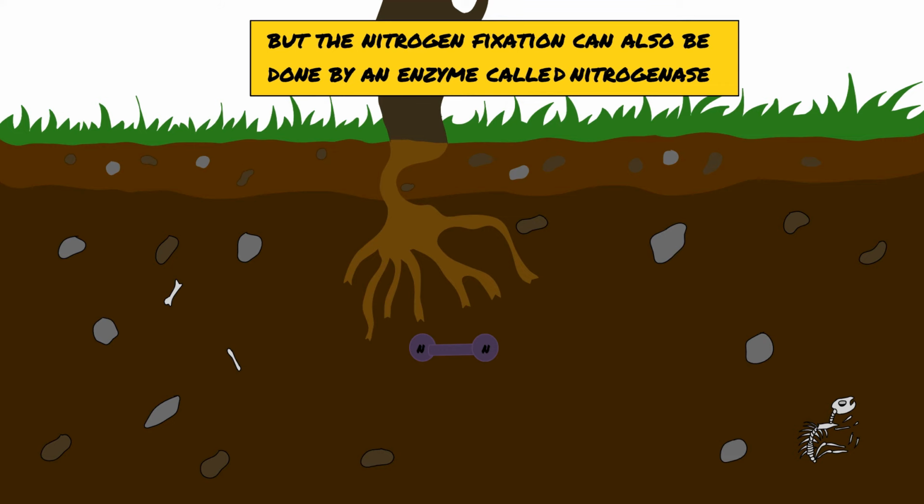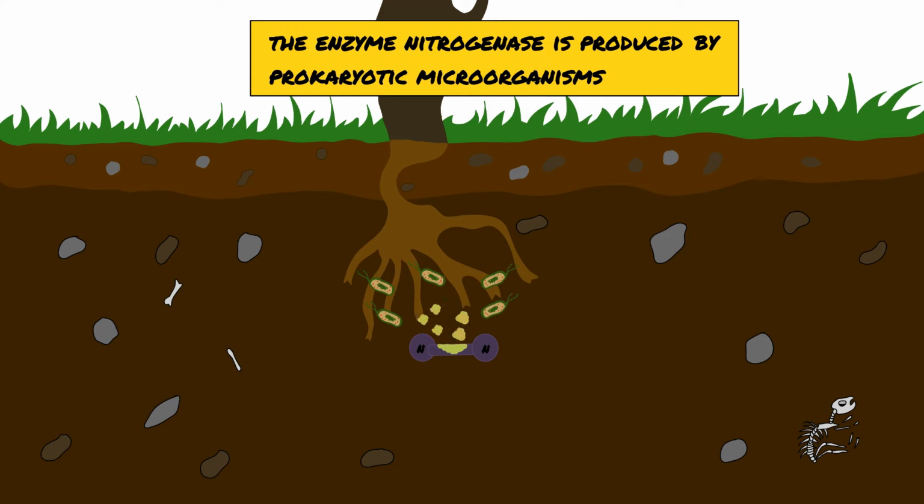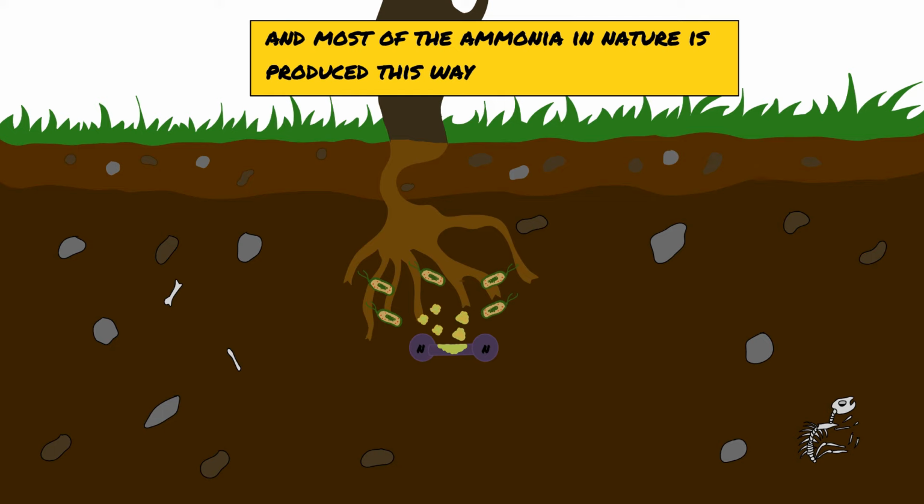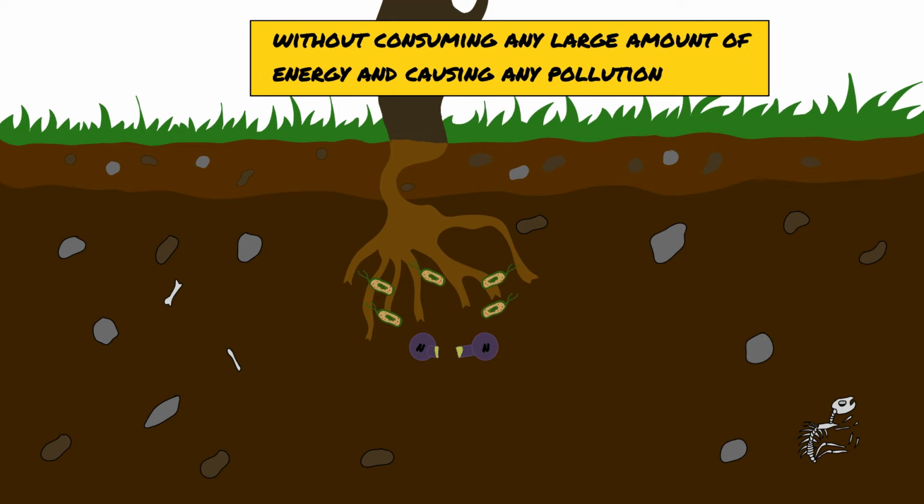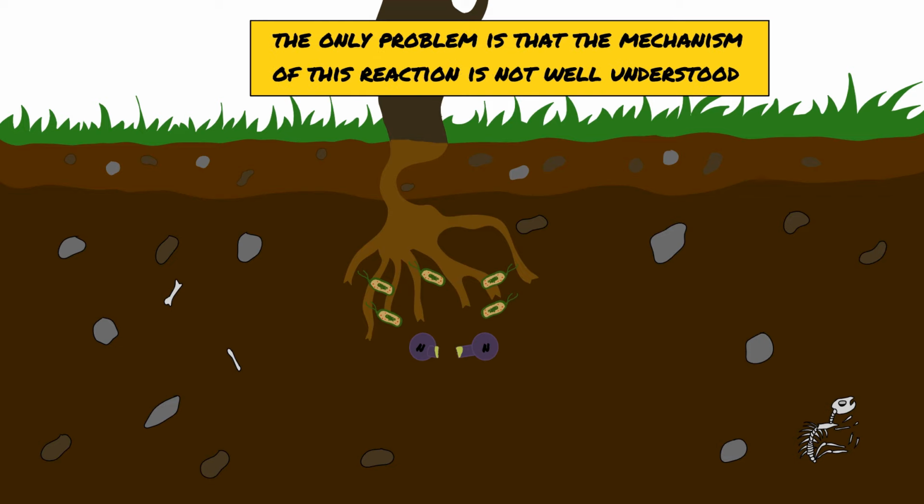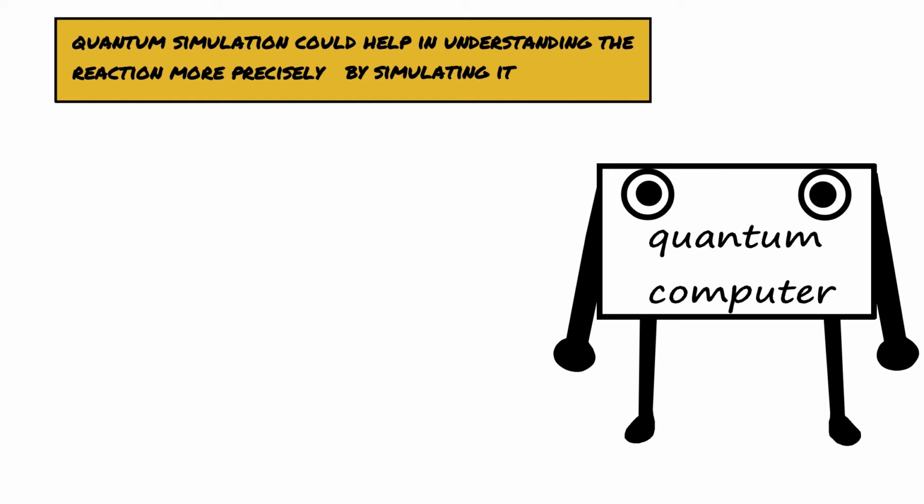But nitrogen fixation can also be done by an enzyme called nitrogenase. The enzyme nitrogenase is produced by prokaryotic microorganisms, and most of the ammonia in nature is produced this way. The enzyme nitrogenase is successfully able to break the nitrogen-nitrogen bond without consuming any large amount of energy and causing any pollution. The only problem is that the mechanism of this reaction is not well understood. Quantum simulation could help in understanding the reaction more precisely by simulating it.